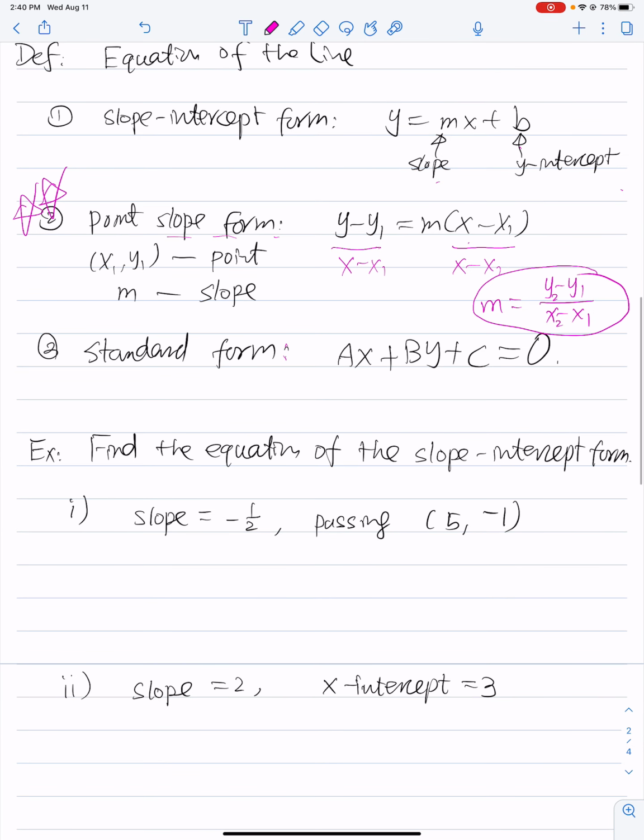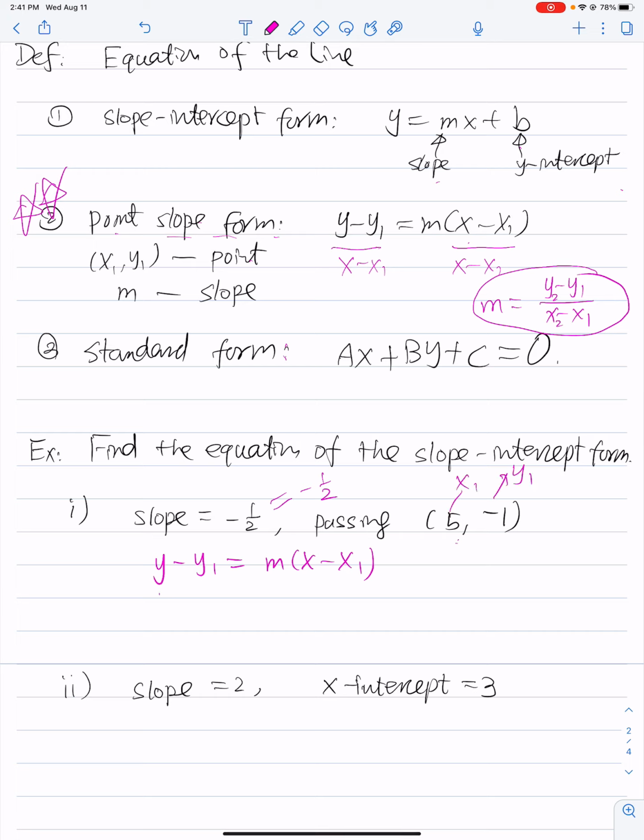In order to use slope-intercept form, we need the slope and the y-intercept. And point-slope form means a point and a slope. Do we know the y-intercept? No, we only know a point, so we have to use the second one. It's y minus y1 equal to m times x minus x1. So your m is equal to negative half. This is x1, this is y1.